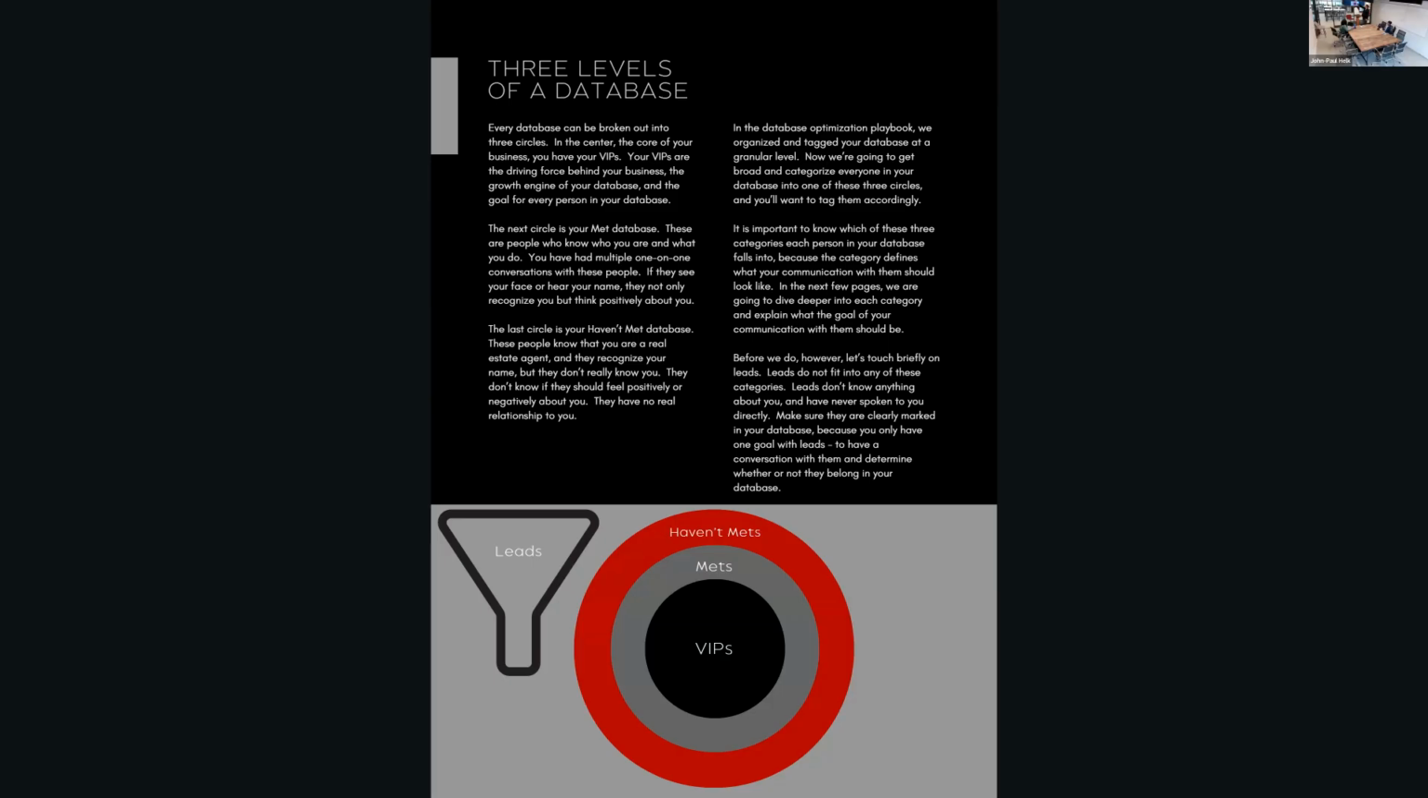So in terms of your database itself, there's going to be the haven't mets, the mets, and then the VIPs are really what we're going to focus in on. But let's talk about what each of these circles kind of means. So your VIPs are the driving force behind your business. They are the growth engine of your database, and realistically, that's where you want every person in your database to end up. The perfect world is everyone in your database is a VIP, and we'll kind of talk about that in a little bit.